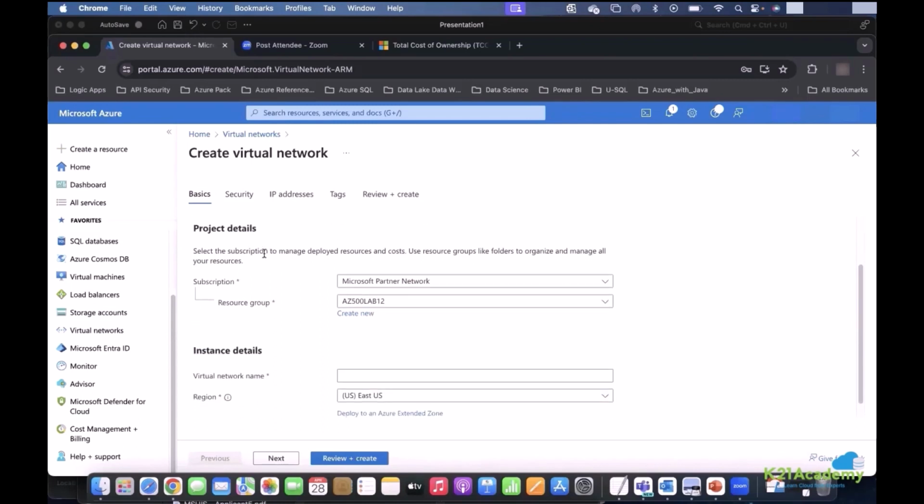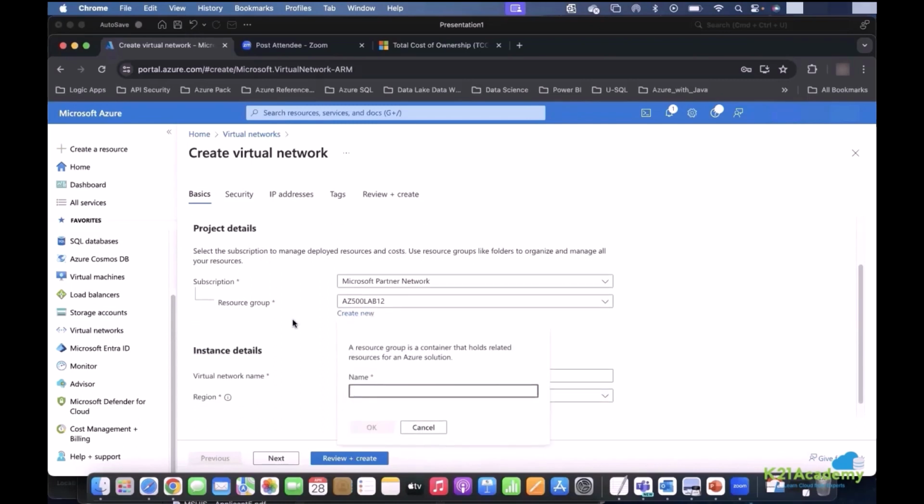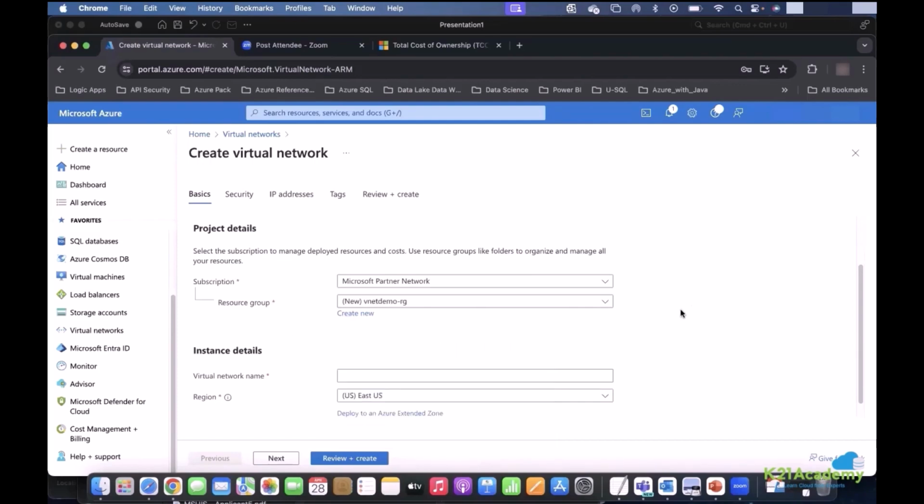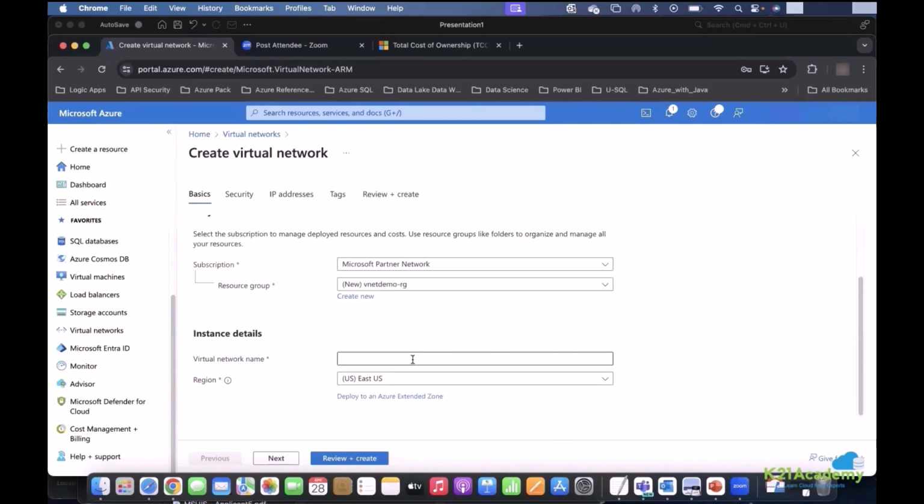So here, while creating networking, I'll create my resource group first of all. I will say vnet demo-rg, virtual network name. So I'll consider that my vnet. Now there is no mandatory part that you should follow this naming convention. It's completely up to you. I have a habit of following a naming convention in this style.